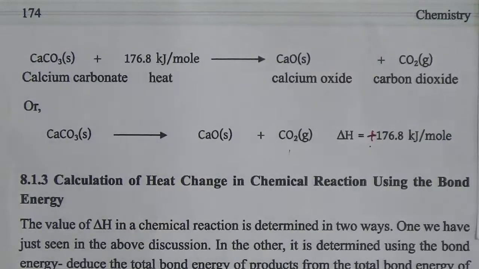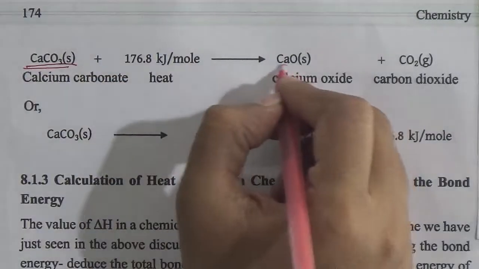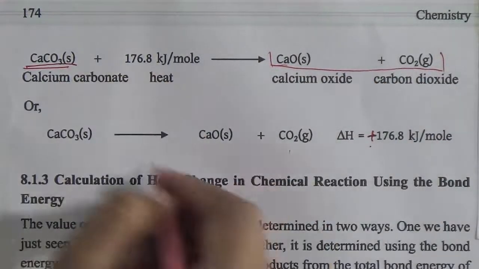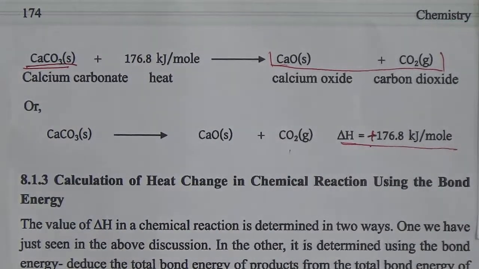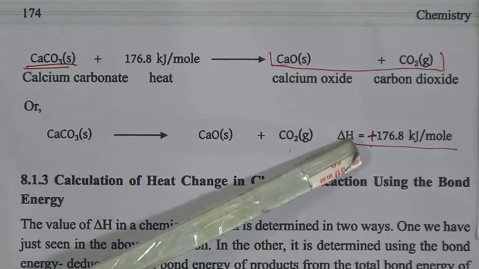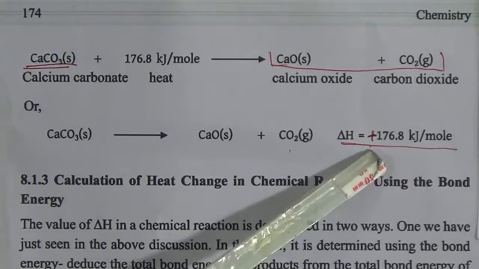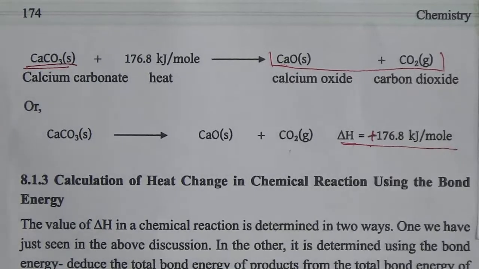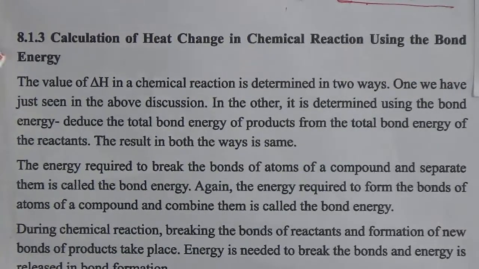and here carbon dioxide mixes with the atmospheric air, and here the bond energy is less than these two bond energies. That's why the value of del H is positive. In your book there is a printing mistake, it is written negative, dear student, it will be positive. That means del H is equal to plus 176.8 kilojoule per mole. Now come to the calculation of heat change in the chemical reaction using the bond energy.